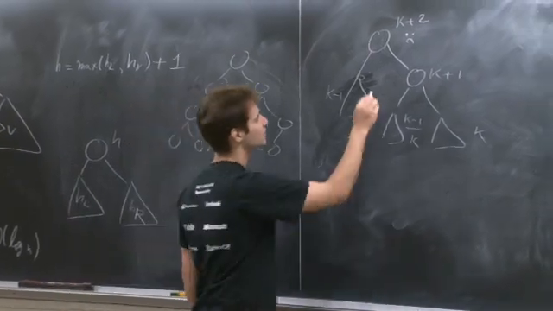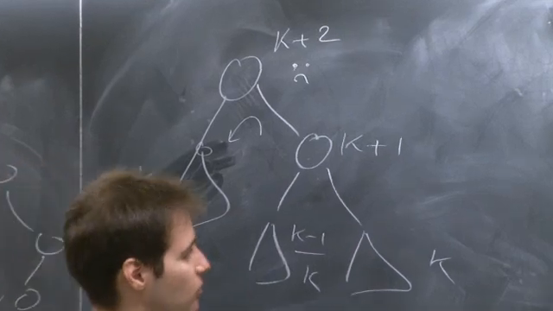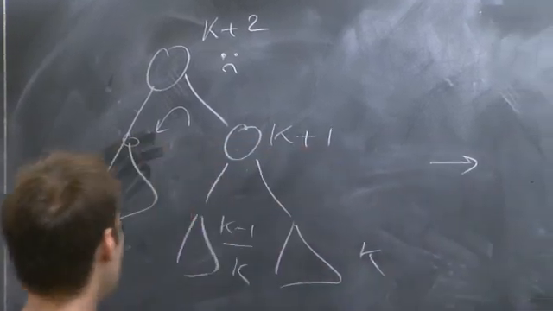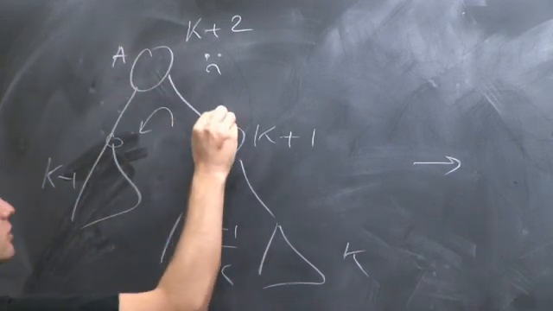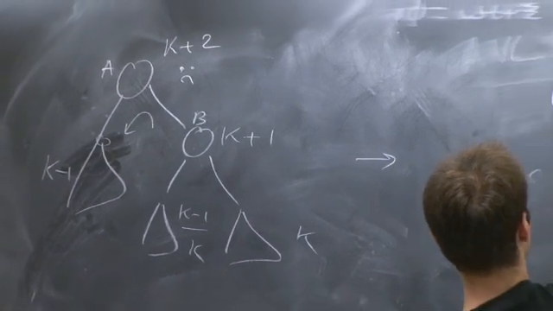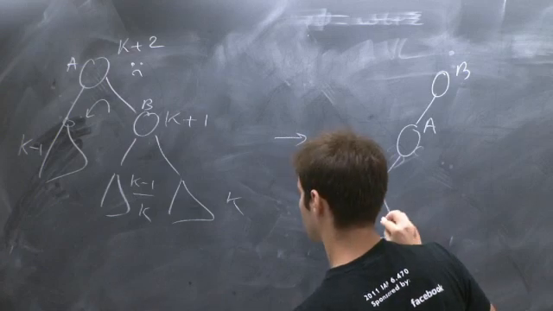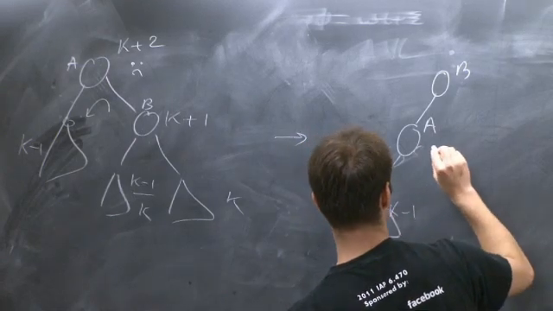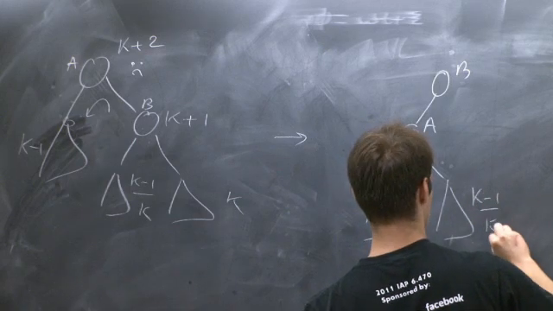All right. So it better be a rotation, right? Because we spent so much time figuring out how to rotate. Let's see what happens if we rotate this way. And the way to keep track of this is I'm going to label my nodes: B, A. The left child of A has height k minus 1. This one is k minus 1 or k.